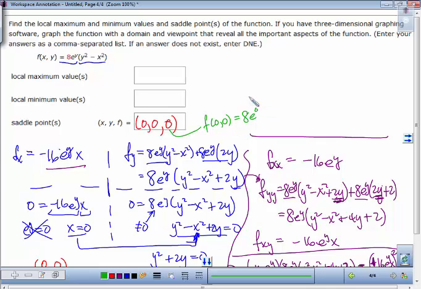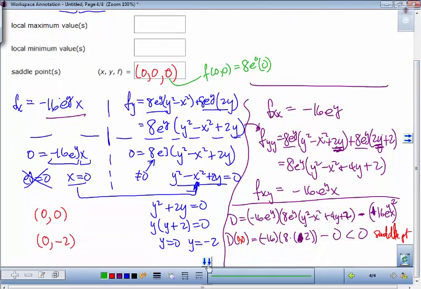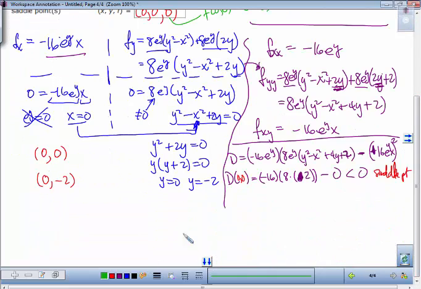Oh, I don't want to use up that space. I'm going to have the graph up here. All right, we got a saddle point. Now let's check this second one.